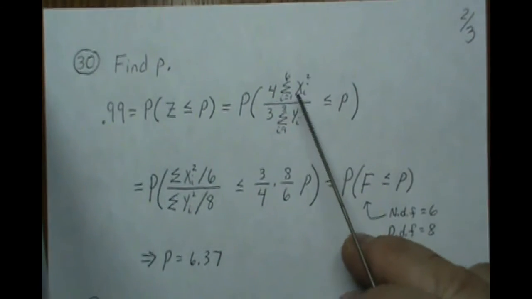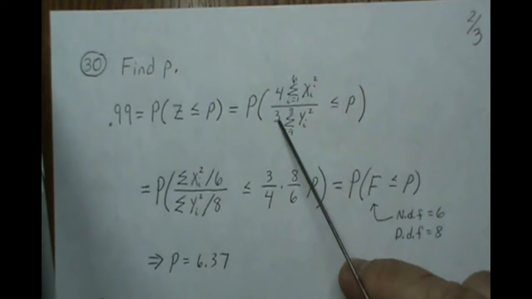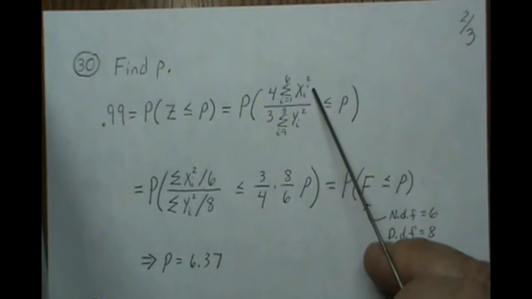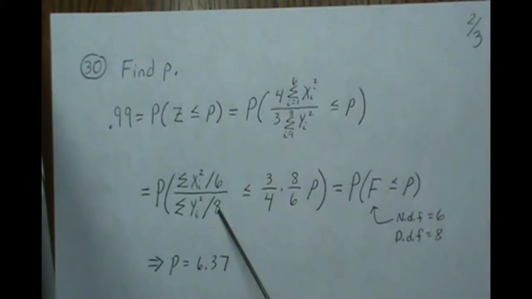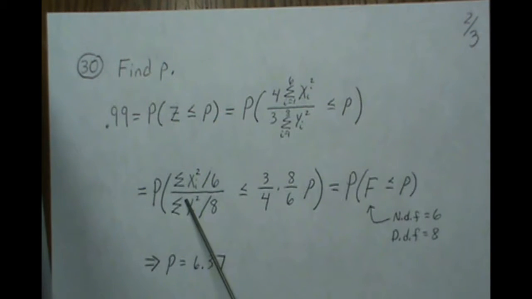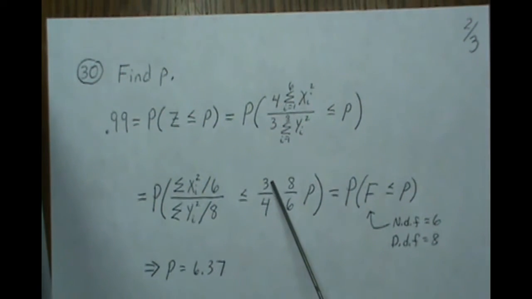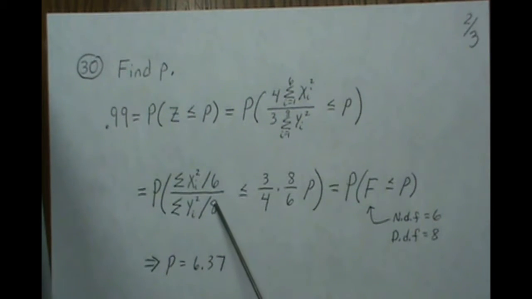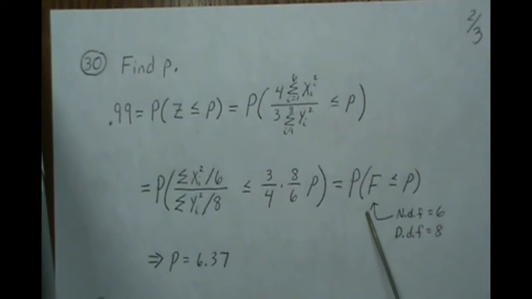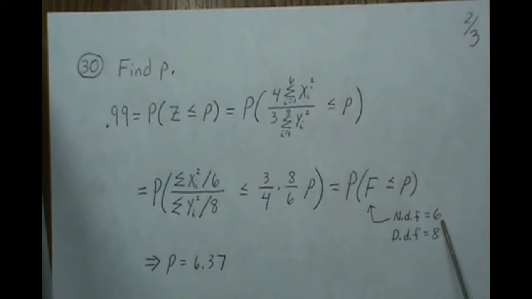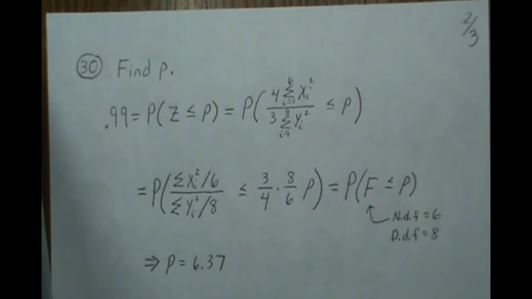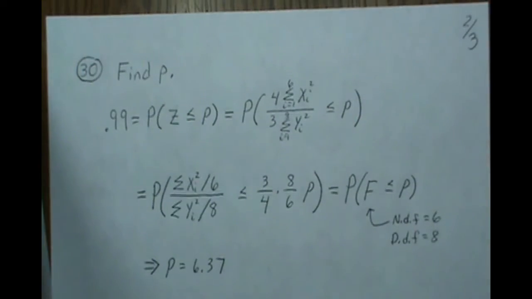So we need to take the 4/3 over, which is what I do here, and then we need to divide this by 6 and divide that by 8. And then if you do it to one side, you have to do it to the other. So now this becomes an F distribution. Oh, and this is 1. So we get the probability that F is less than or equal to P, where F is an F distribution with numerator degrees of freedom 6, denominator degrees of freedom 8. Look it up in the table and you get P is 6.37.